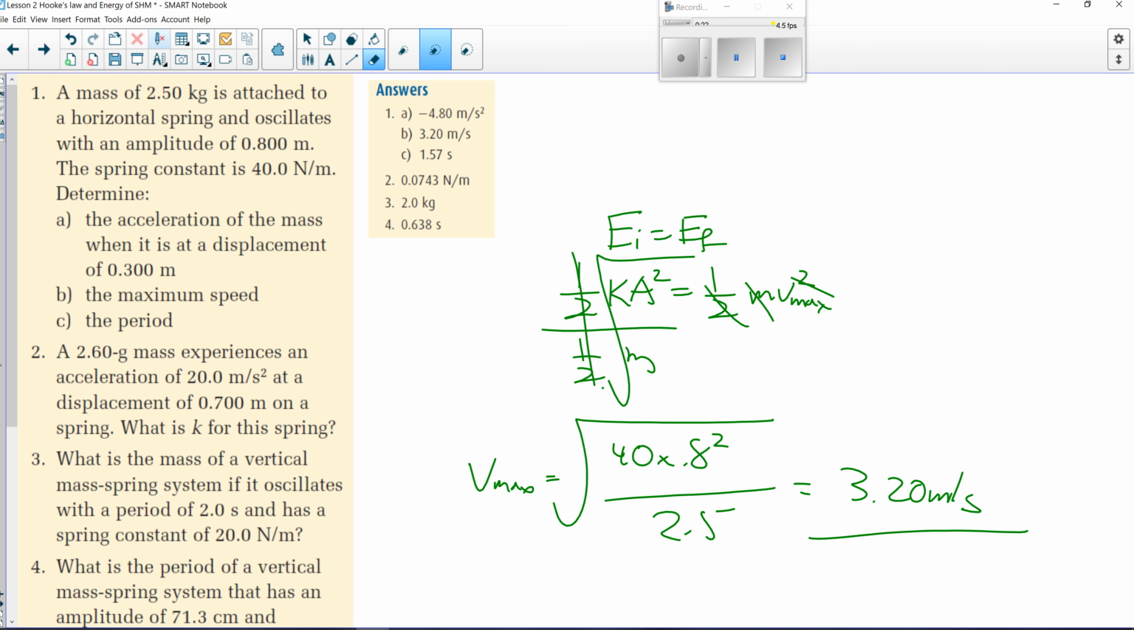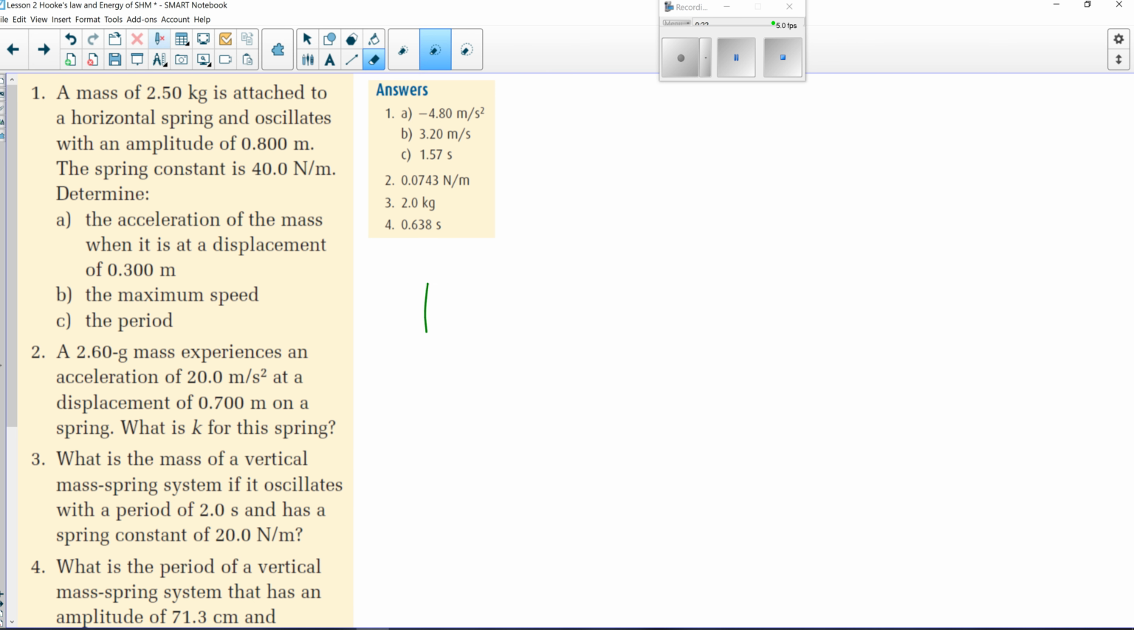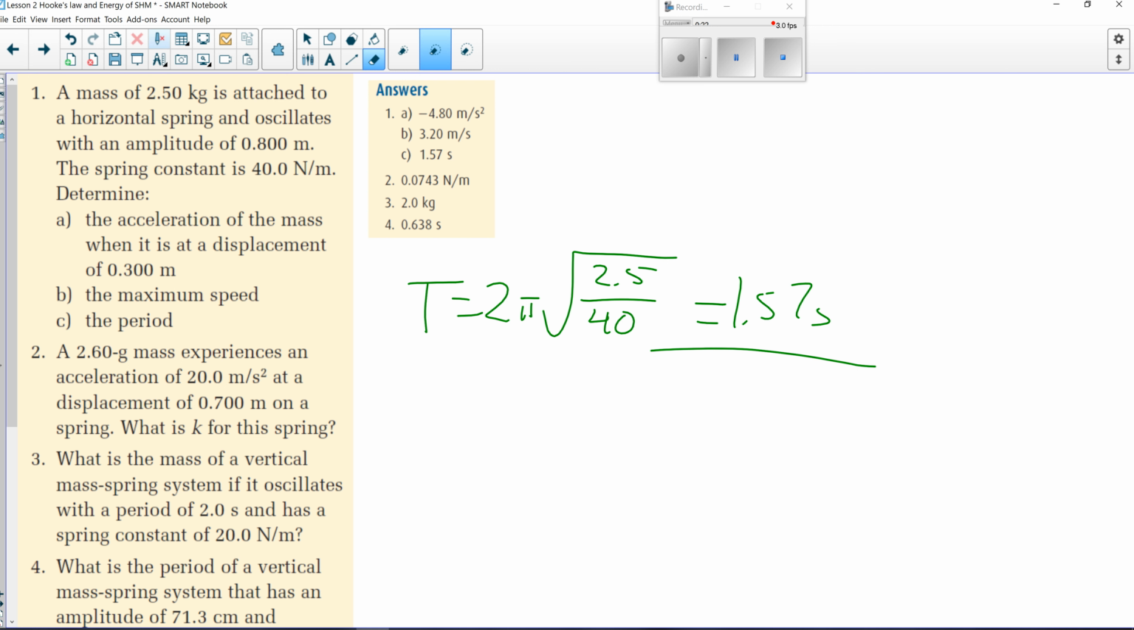All right, for part C, that one's just plugging into the period formula. T will equal 2 pi times the square root of m, which was 2.5, divided by k, which was 40. So when we do that, we should get 1.57 seconds as the period. Everybody okay with that? All right. Try number 2. I'm not going to tell you what kind of question it is. You've got to figure it out.